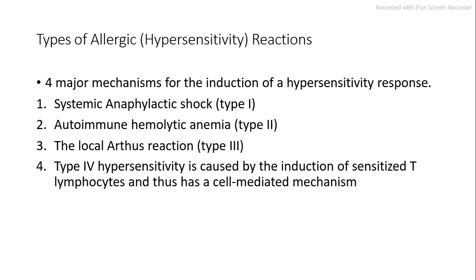Types of allergic, hypersensitivity, reactions. Four major mechanisms for the induction of a hypersensitivity response. 1. Systemic anaphylactic shock, type I. 2. Autoimmune hemolytic anemia, type 2. 3. The local Arthus reaction, type 3. 4. Type 4 hypersensitivity is caused by the induction of sensitized T lymphocytes and thus has a cell-mediated mechanism.